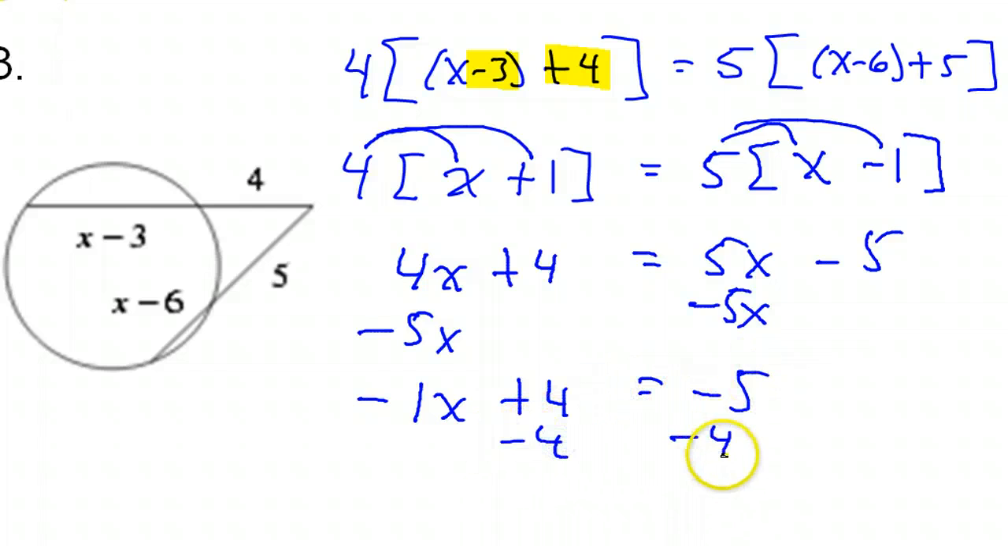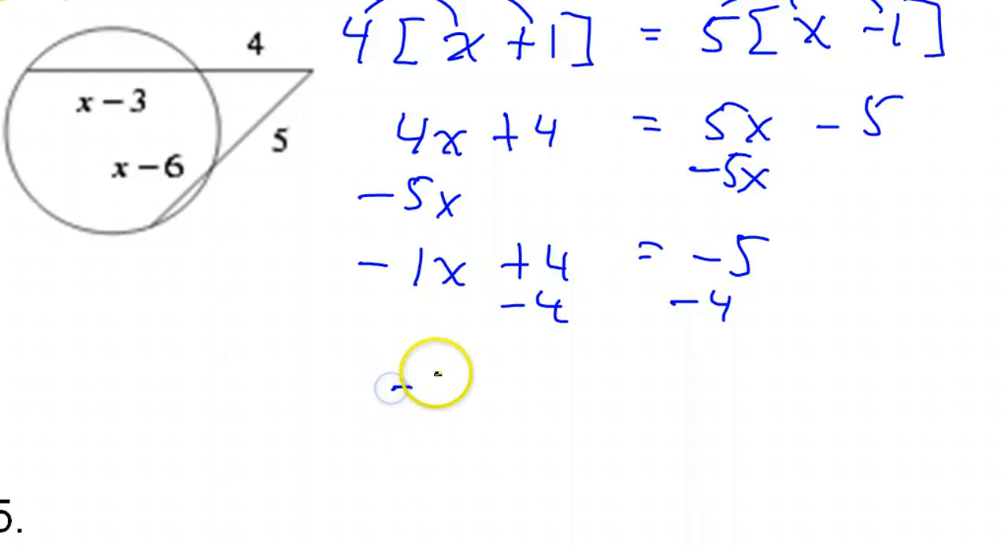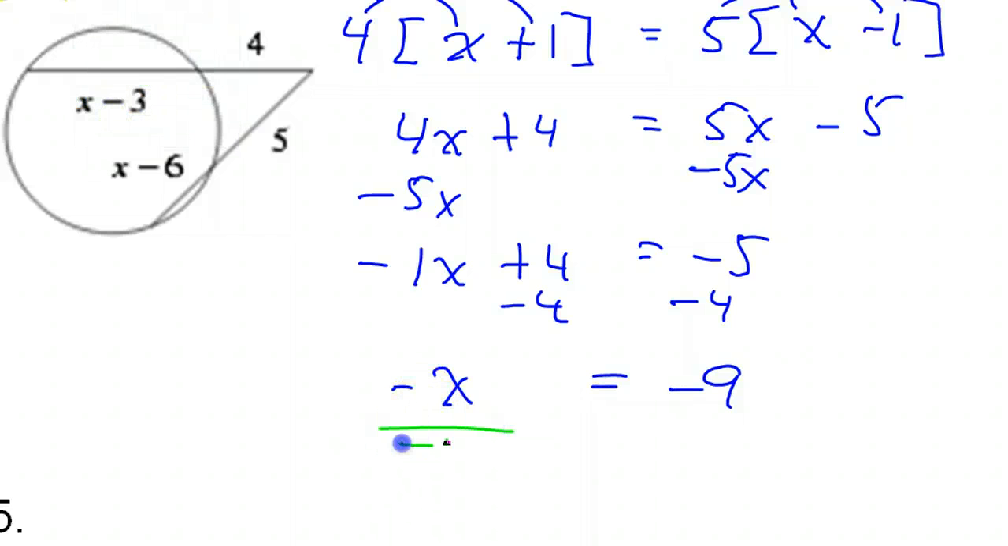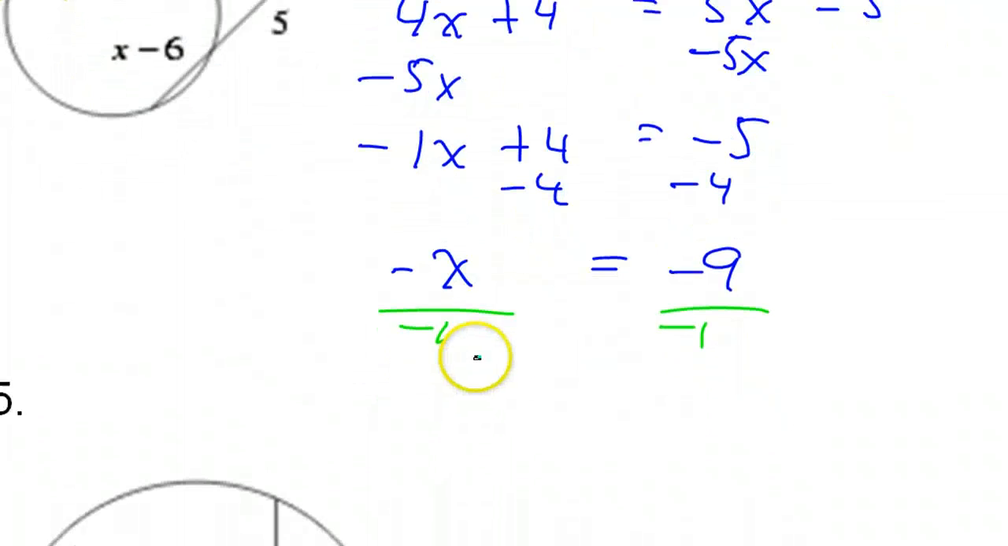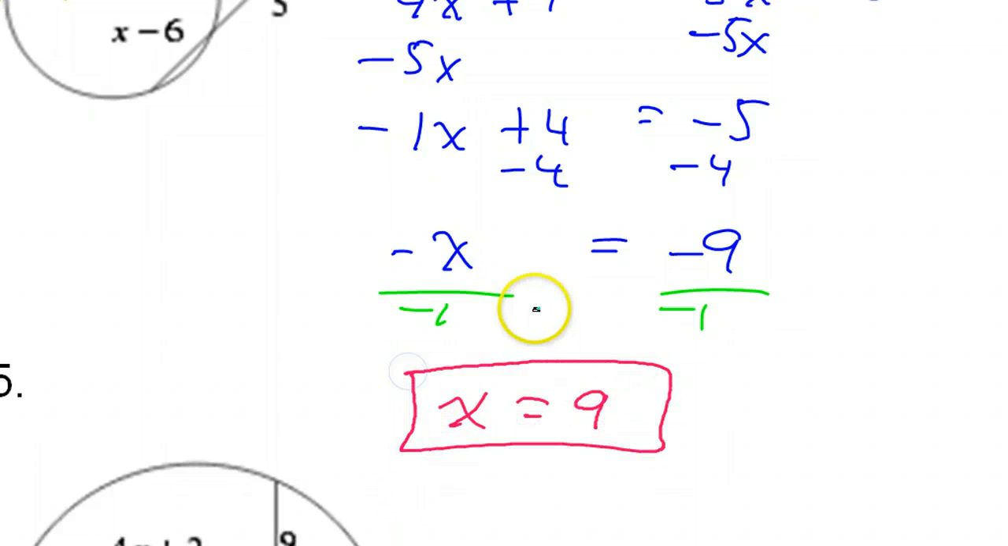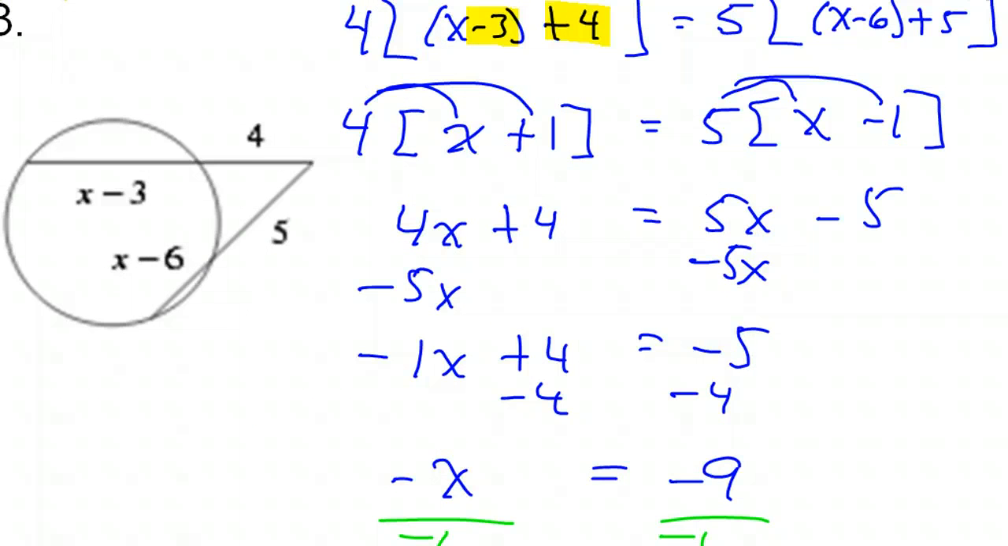Subtract 4 from both sides. You get negative x is equal to negative 9. But we need a positive x, so we divide both sides by negative 1. That gives me x equals positive 9. And that is the answer to number 3.